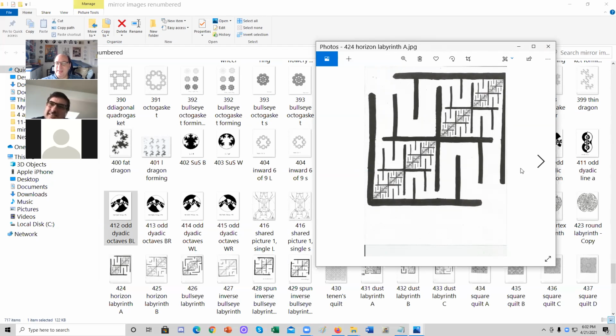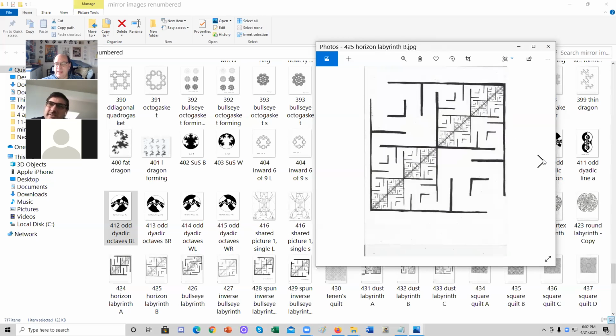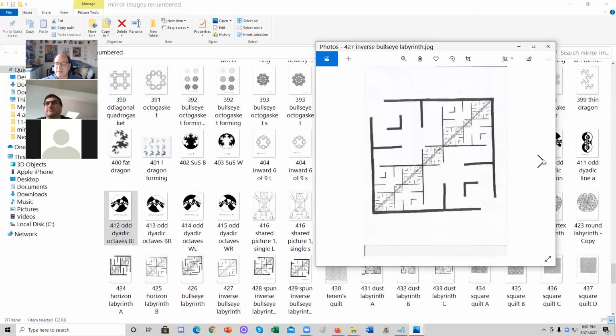Horizon labyrinth. So you have to pass through the infinite horizon before you can pass out. This is much the same. This is inverse horizon, inverse bullseye. This and this. This is 0.414, root 2 minus 1, size compared to this. So these two and this 0.414 squared can fit together.